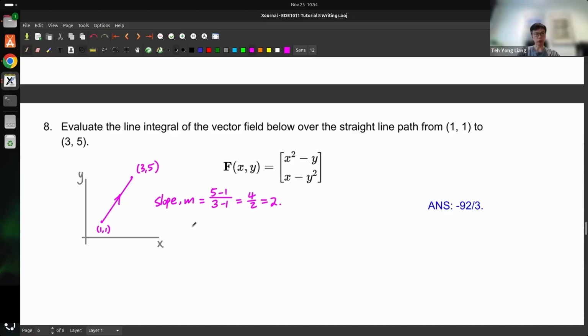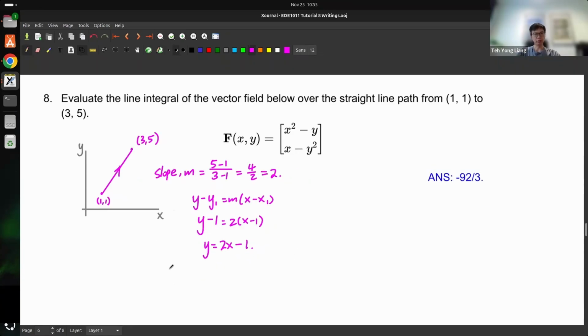And then you just have y minus y1 equals m times x minus x1. I'll just use the point 1, 1. So y minus 1 equals 2 times x minus 1. That means your y as a function of x will be y equals 2x, minus 2 plus 1, so you have a minus 1 there. So 2x minus 1 will be your path equation.